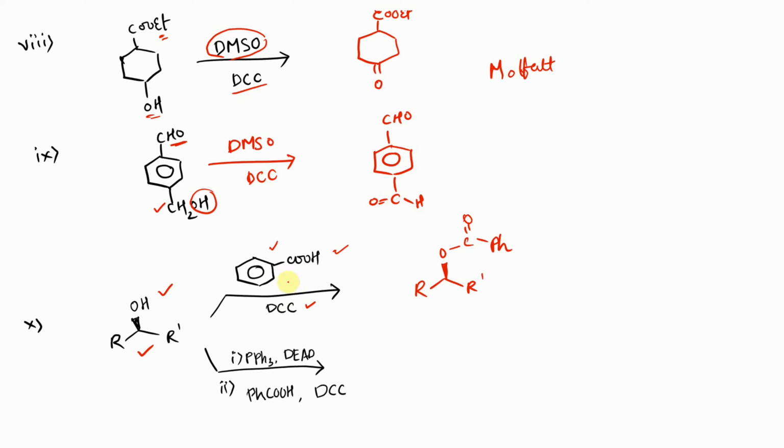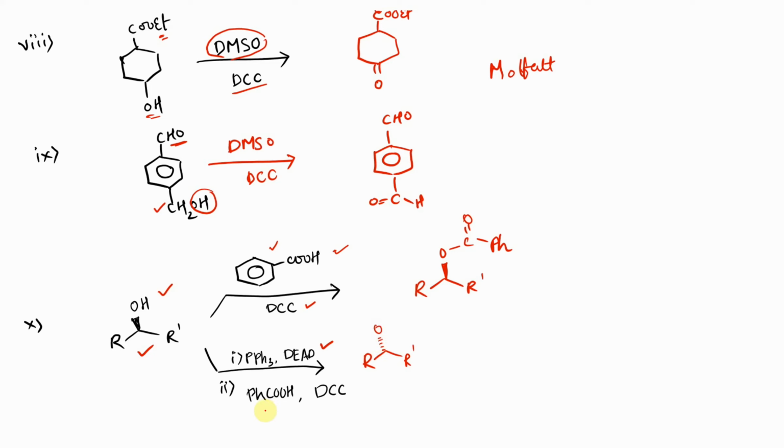Okay, that is when you use DCC with alcohol and carboxylic acid. But in the second process, first we are treating our alcohol with triphenylphosphine, that is PPh3, in the presence of DEAD, that is diethyl azodicarboxylate. DEAD induces inversion in the configuration of the alcohol group. So when you treat with PPh3 and DEAD, it induces inversion in configuration of the OH group, leading to the formation of compound R prime and O like this. Okay.